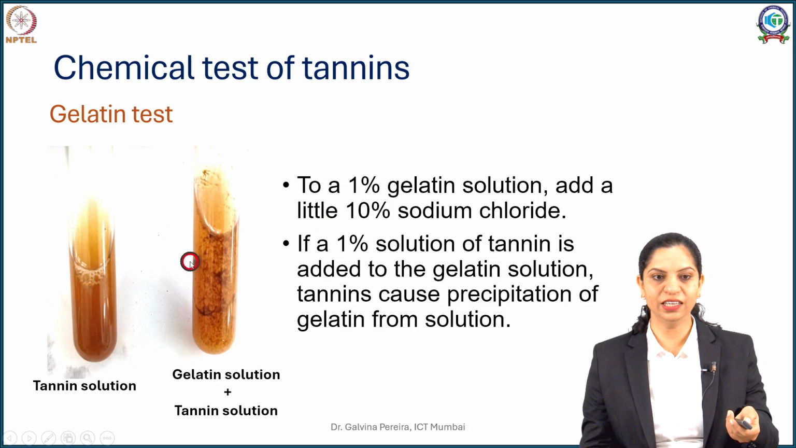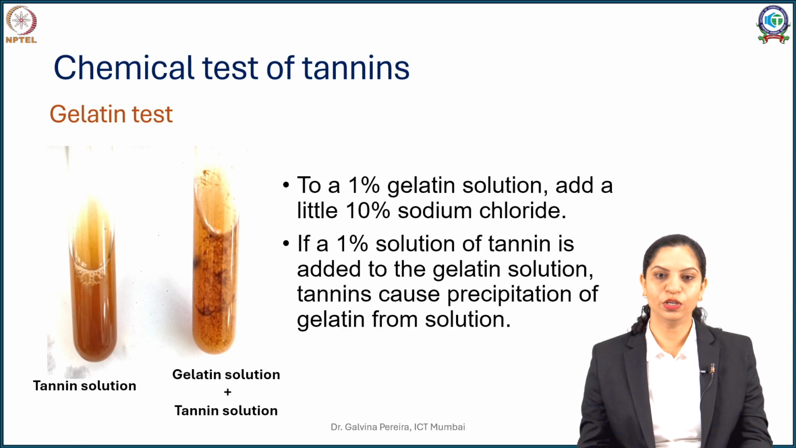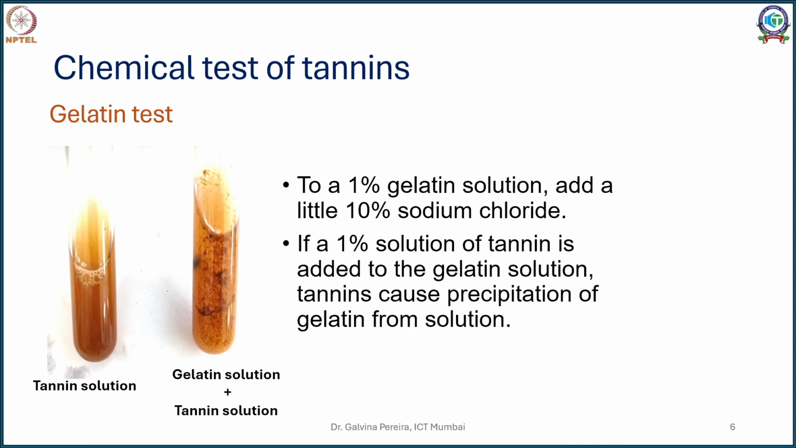As you can see here, initially you have a very clear tannin solution, but once this tannin solution is added to a test tube containing gelatin with salt, you can see a deep colored precipitate. This is what is called tanning. So a tanned blackish-brownish colored complex has been formed, and if you allow it to settle over a period of time, it will settle down, giving you a precipitate of the complex.